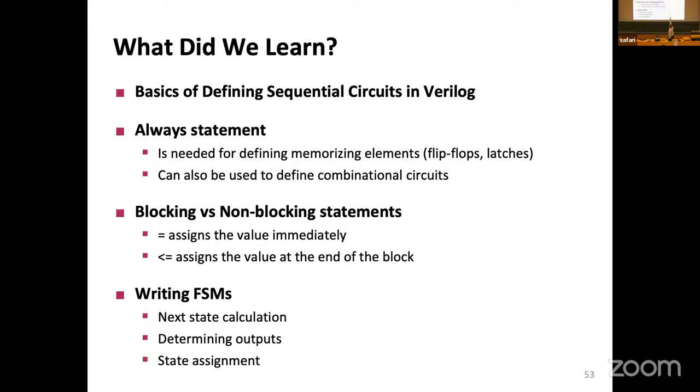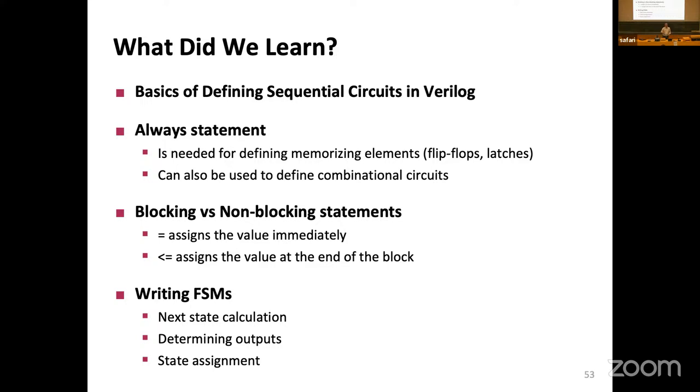So what did we learn? We learned basics of defining sequential circuits in Verilog. We talked about the always statement. I hope I didn't confuse you too much with blocking versus non-blocking. And we discussed writing FSMs. I cannot stress this enough, it really helps if you divide it in three parts. I know that you will want to write always, start with the if, then else if, case, and whatever. Don't do it, just separate it into three parts.